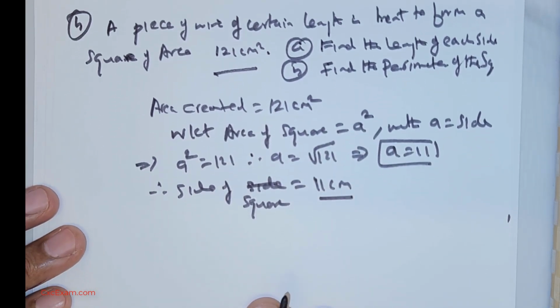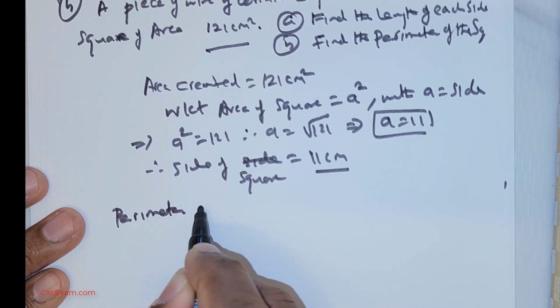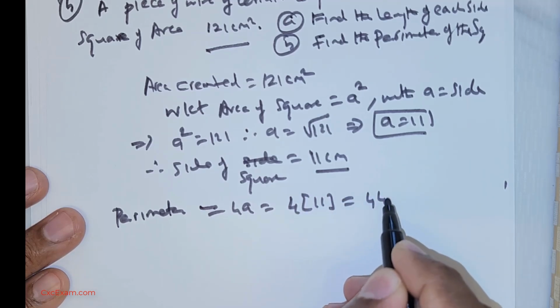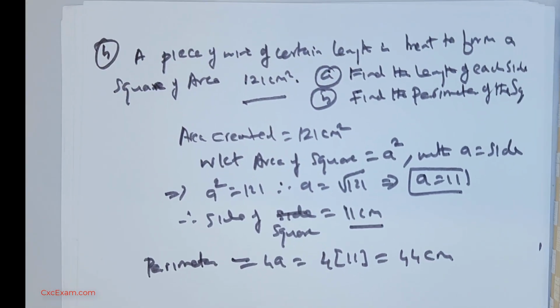You see that? Now the perimeter, they are asking us to find the perimeter. Now the perimeter is given as 4 times a, which means 4 times 11, which is equal to 44 cm. So that is the solution for this lovely question.